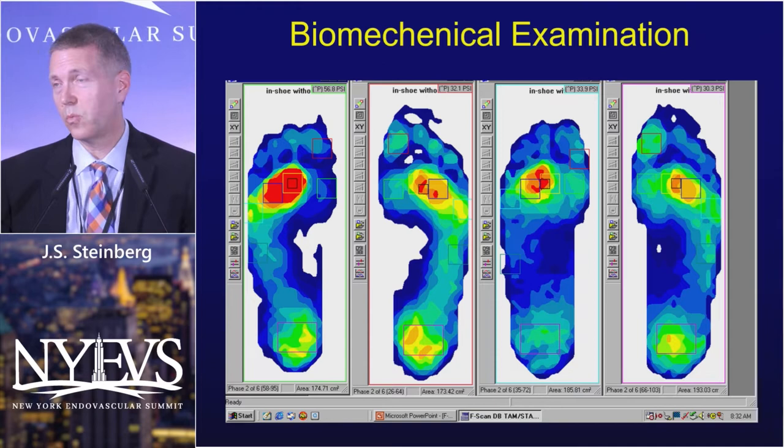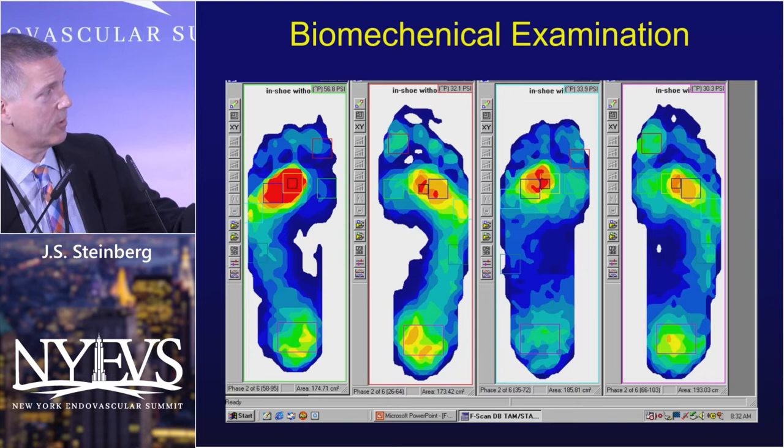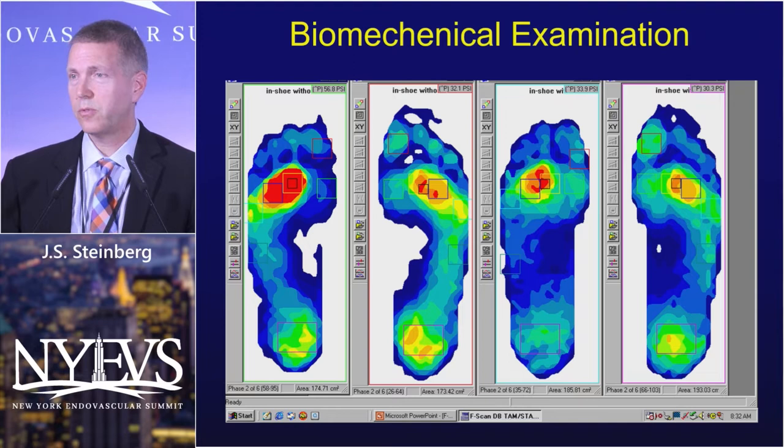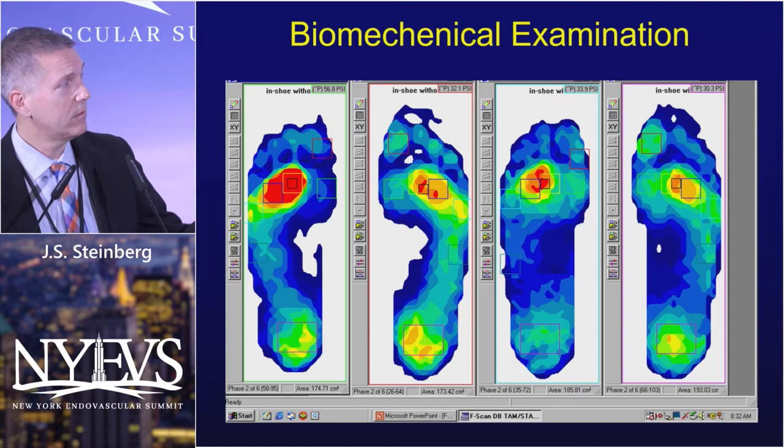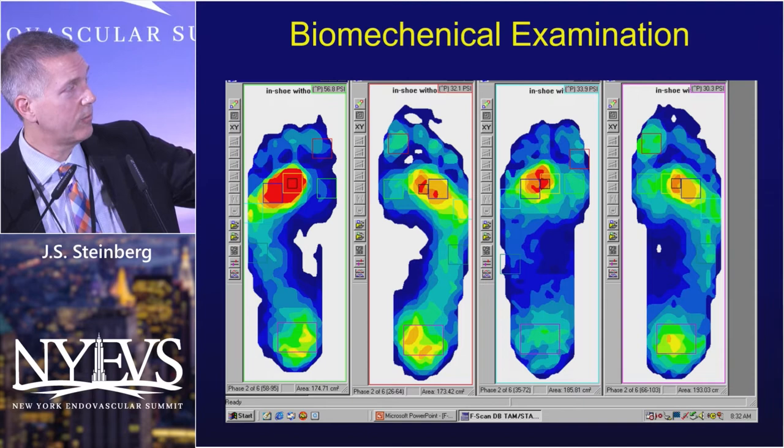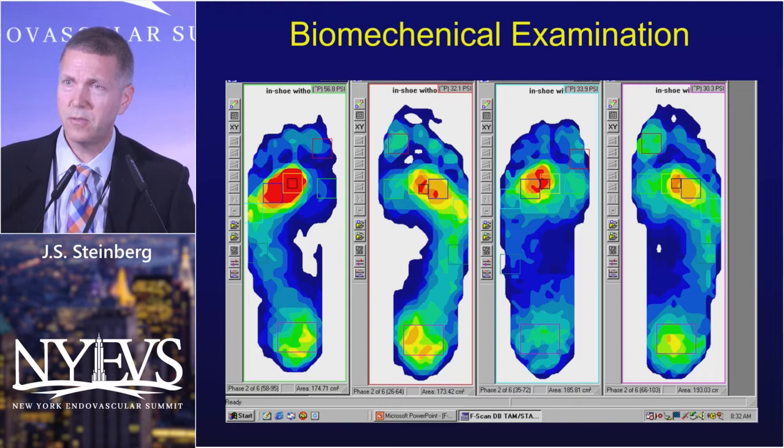So this in-shoe pressure analysis system, here's your taxpayer dollars very appropriately used in a patient with diabetes and pre-ulcerative breakdown in the forefoot. A prescription for extra-depth shoes and custom molded inserts was appropriately written and dispensed. You can see the left and right foot on the left side of the images, very high pressure in the forefoot and no real contact of the arch. Transfer over to the images on the right, same individual, improved footwear, and the pressures have decreased. But have they decreased enough?